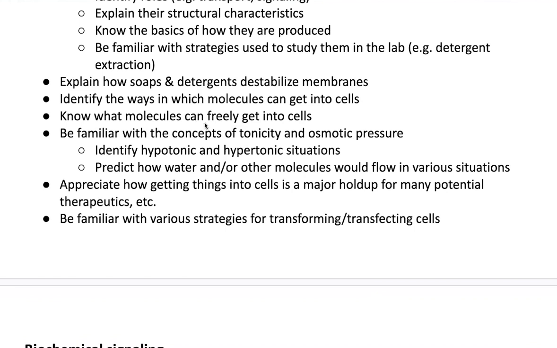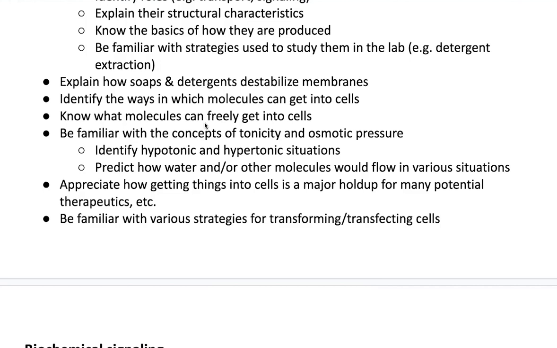Identify the ways in which molecules can get into cells. We talked a little about how proteins can form pores. Sometimes proteins can form pores that things can just flow through. Sometimes you actually get active transport where proteins, enzymes, have to spend energy to get things into cells. Know what molecules can get freely into cells.